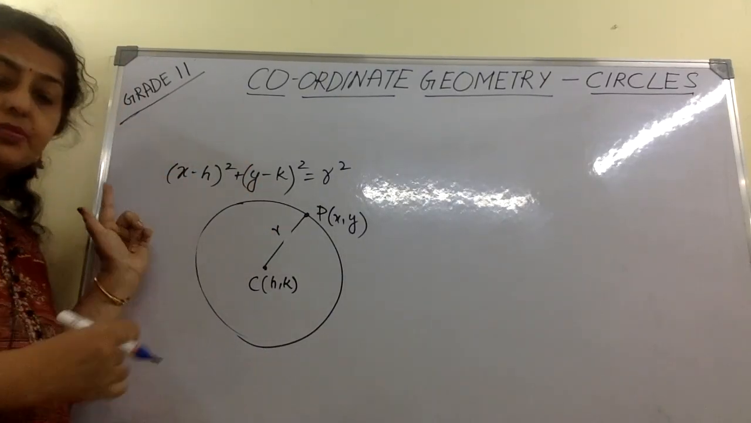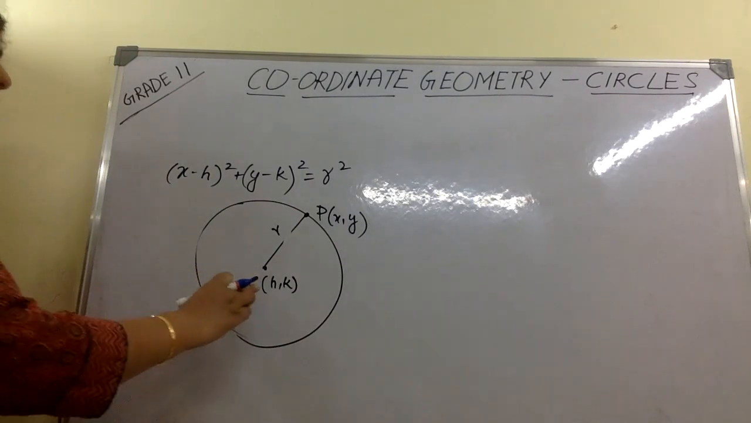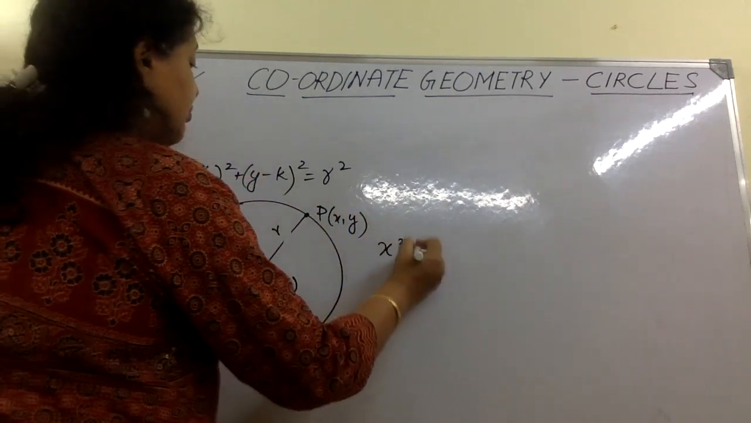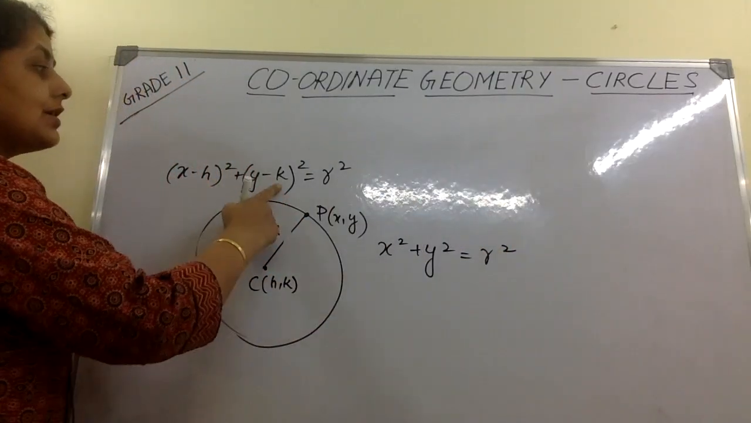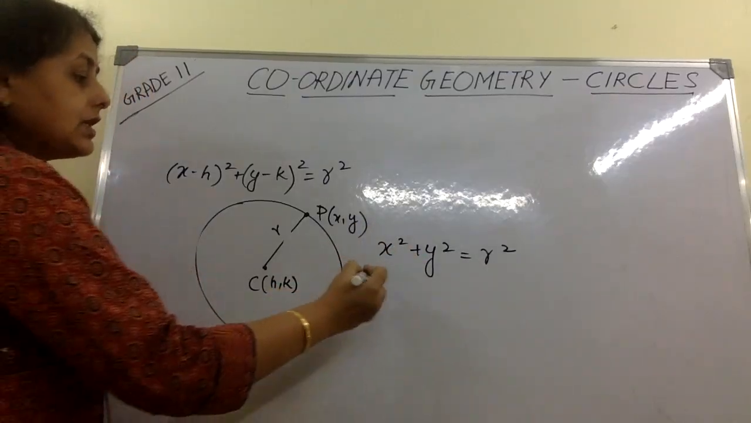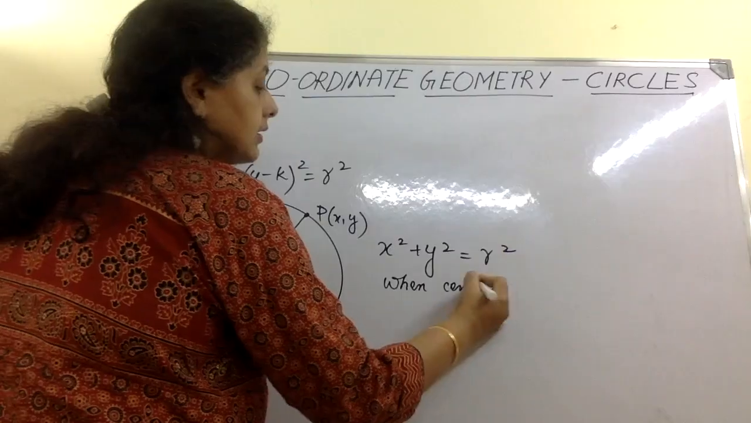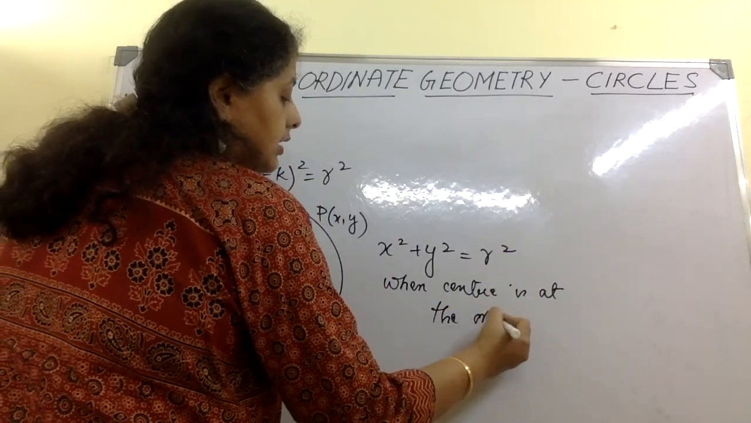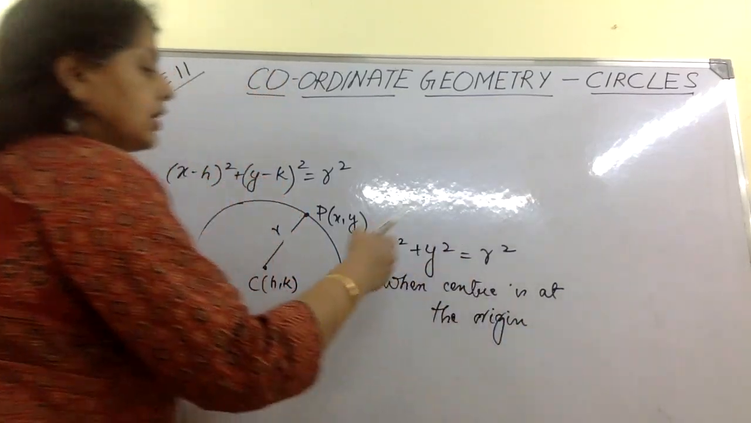Let's see the other forms. The other one: if the center is at the origin, then x² + y² = r². Why? Because h and k become 0 now. So the equation reduces to this when the center is at the origin. When the center is at the origin, then this is your equation.